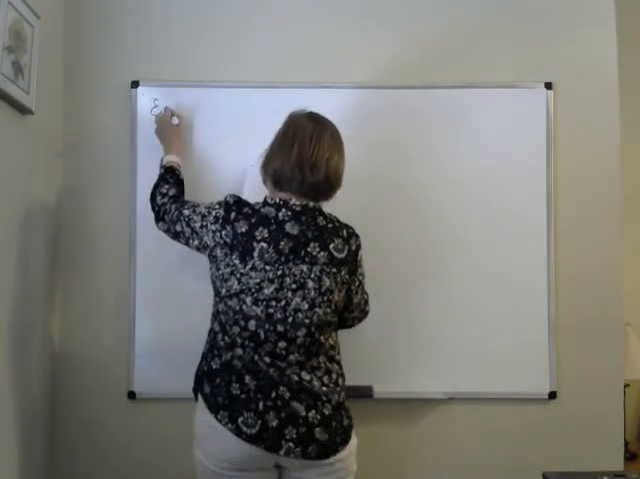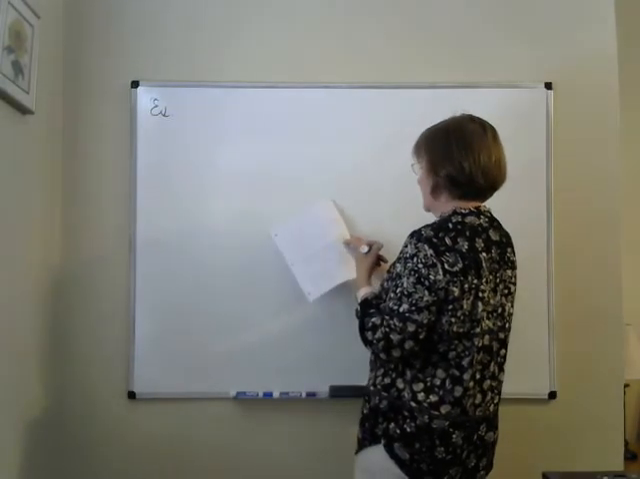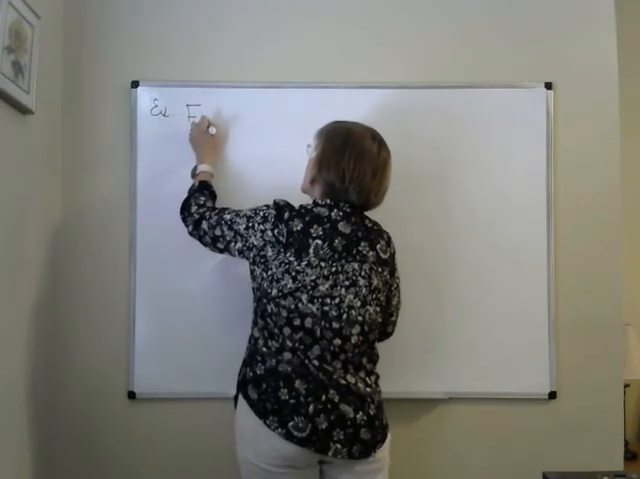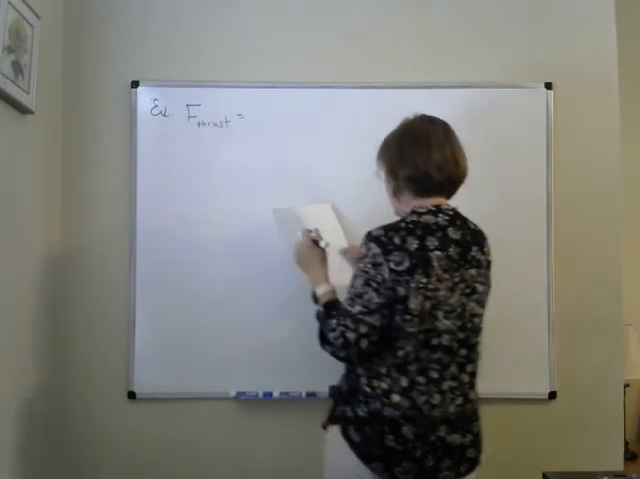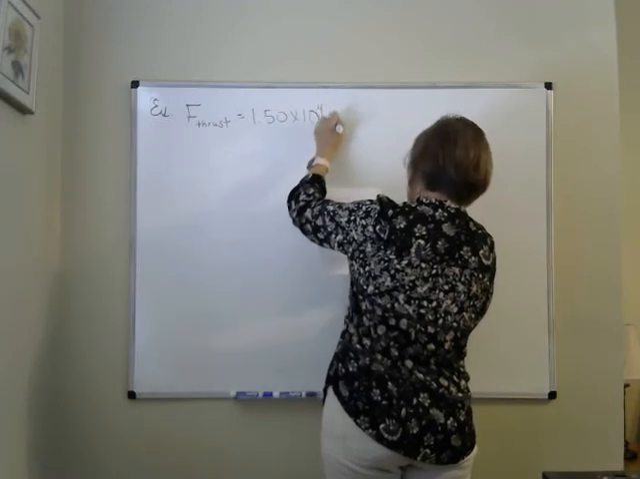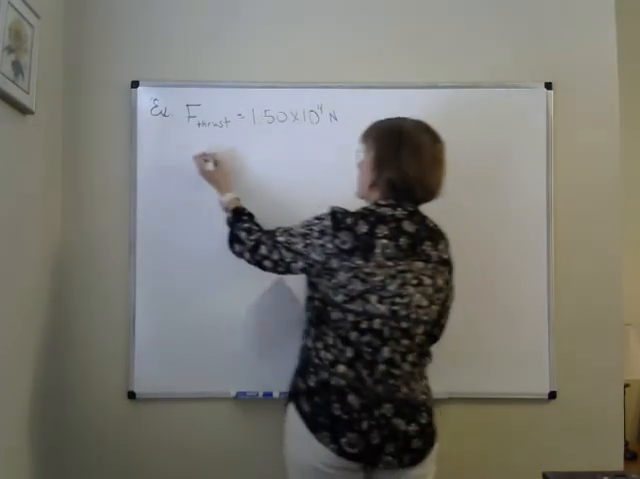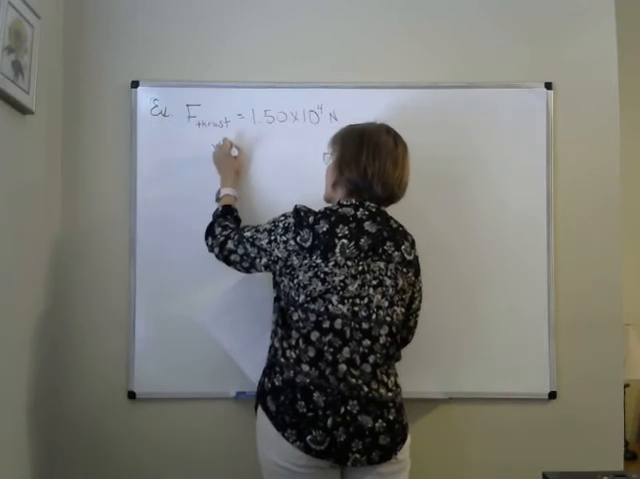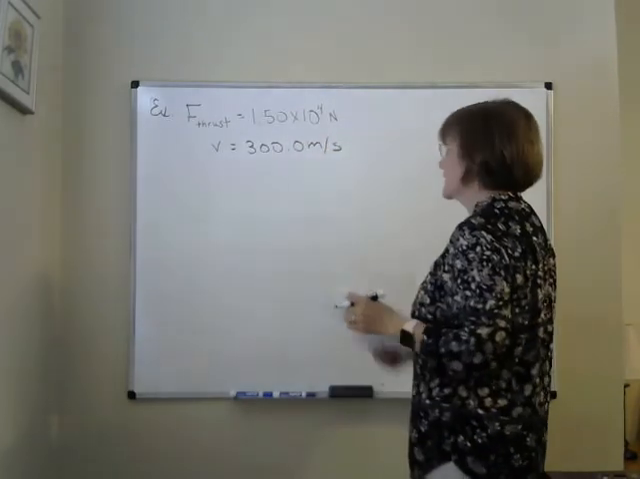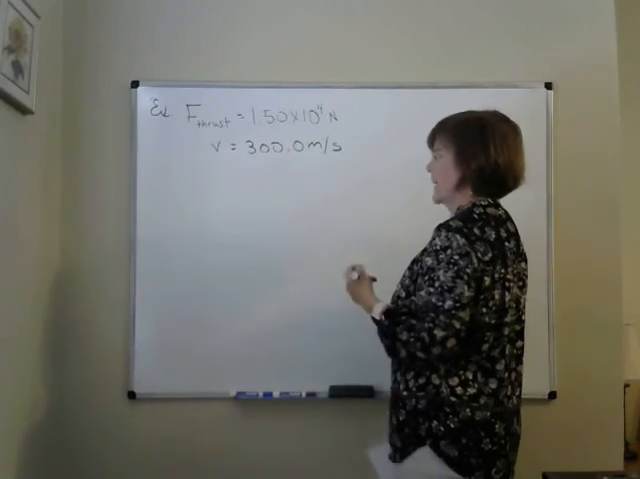The first example says a jet engine has a forward thrust of 1.50 times 10 to the 4th newtons. A forward thrust is a type of force. You can tell it's force because of its units. When the plane is traveling 300 meters per second, so we have a speed or velocity of 300 meters per second, that's about 670 miles per hour. If you want to know how fast that is, it's pretty fast. What is the horsepower?